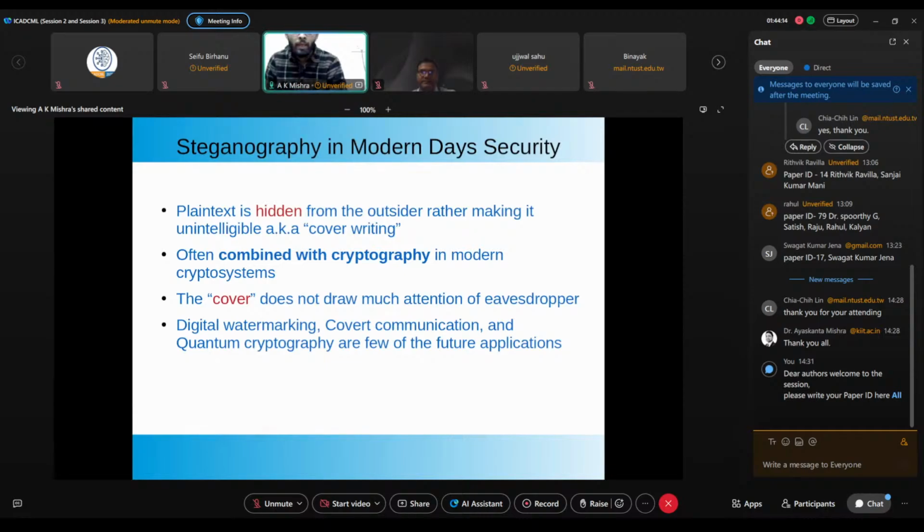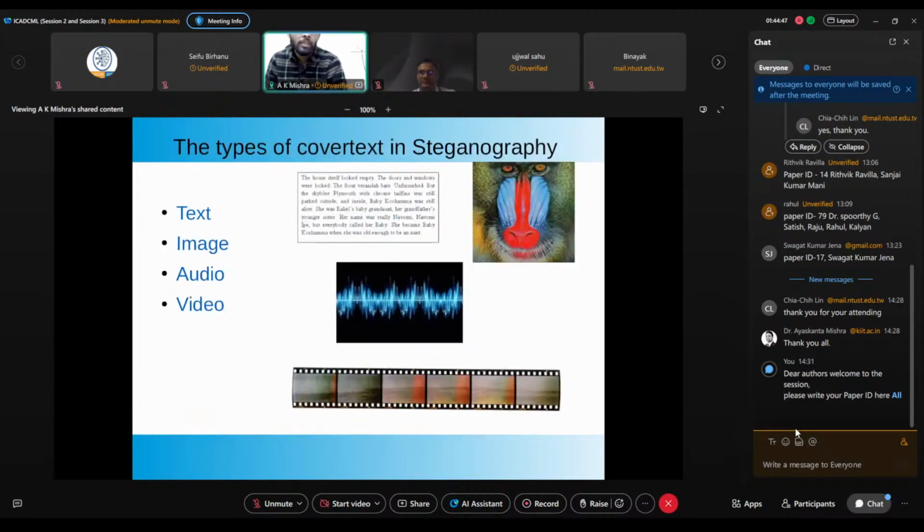In modern times, steganography is combined with cryptography so as to make it more robust and secure. For obvious reasons, the cover should not draw much attention from an eavesdropper because it can compromise the secrecy. Some of its applications include digital watermarking for copyright protection, covert communication for secure transmission of the secret message, and quantum cryptography, which includes quantum mechanics principles such as Heisenberg's uncertainty principle.